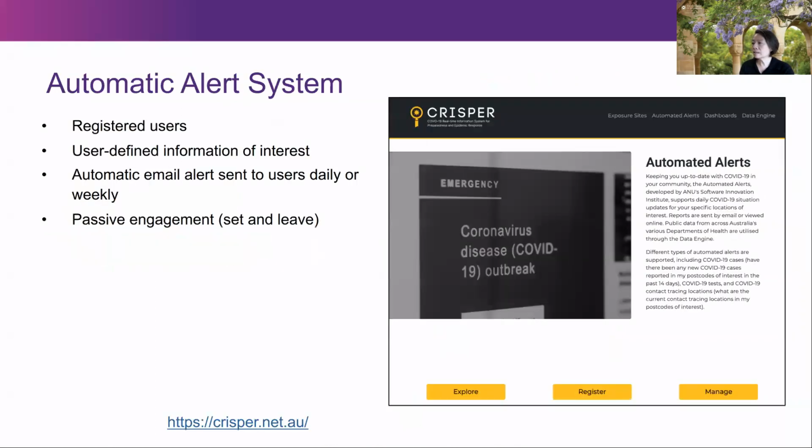So the automatic alert system, the idea is that, say you're a member of the general public and you want to know what's happening around where you live or where you work, and you don't have time to keep checking these sort of information sites all day long. Or if you're a GP and you want to know what's happening around the suburbs where your patients live, but again, you don't have time to keep checking things all day long, you can actually go in here and define the information of interest to you, such as postcodes or local government areas, and receive information about cases or about exposure sites. So it's a passive engagement of set and leave.